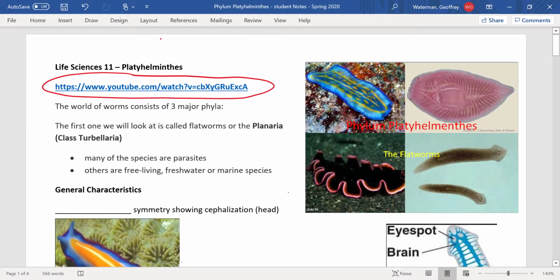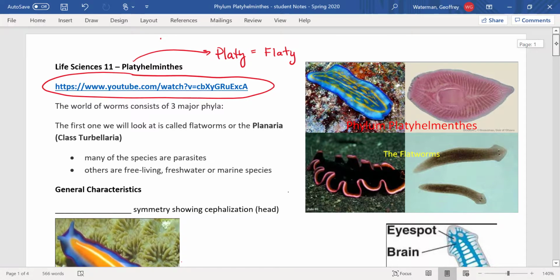I'd like to tell you that platy are flatworms, and how do I remember that? Well, platy rhymes with flatty. We're going to take a look at flatworms, and another word for this is planaria. Many of these species are parasites, others are free living. Parasites live inside of another organism and suck the energy right out of them, whereas others are free living, mostly in water, freshwater or salt water.